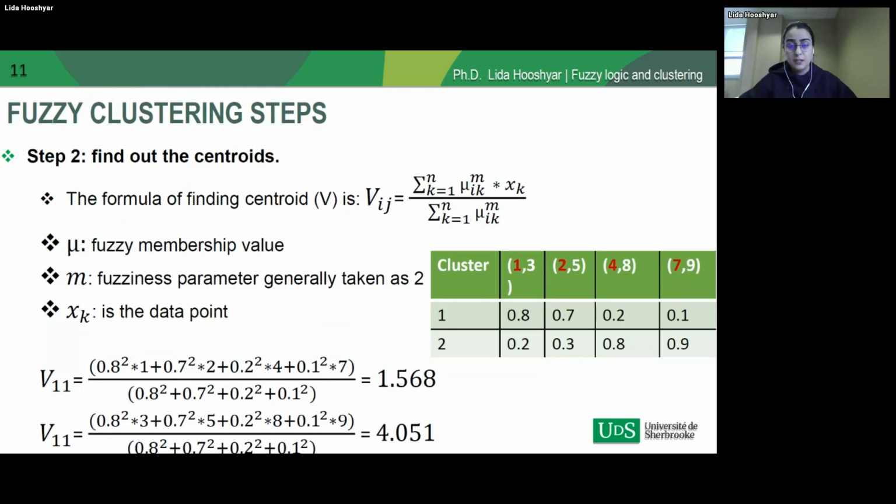The second step of this algorithm is to find the centroid, the mean of the clusters, to compare the distance between the clusters, and finally, by optimizing, minimizing the objective function, to achieve better membership degrees. These membership degrees in the tables that I have shown are regularly updated to achieve better ones.